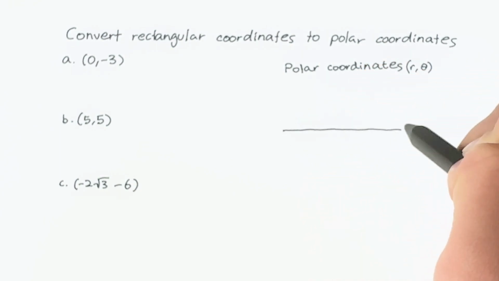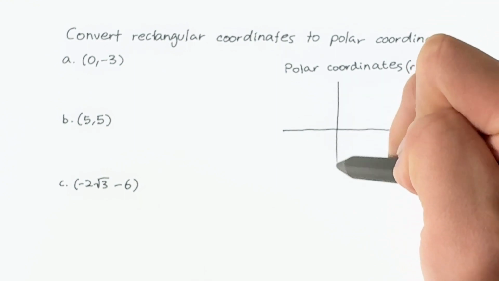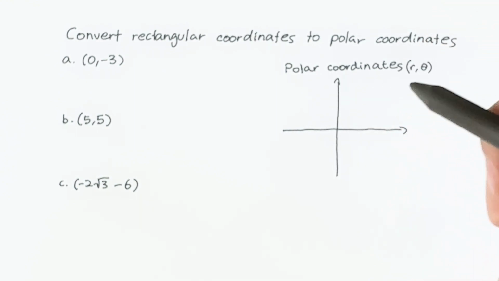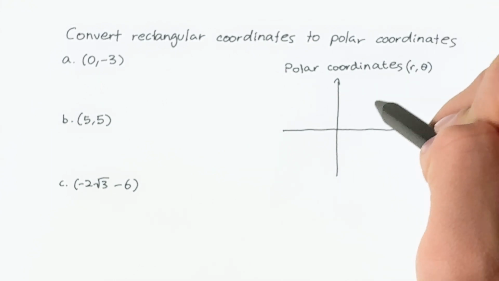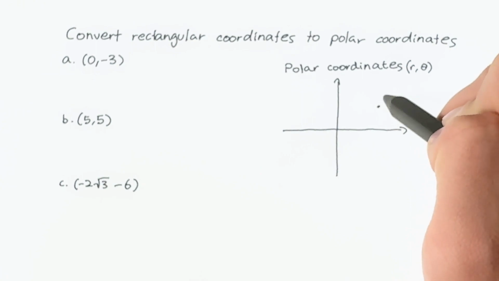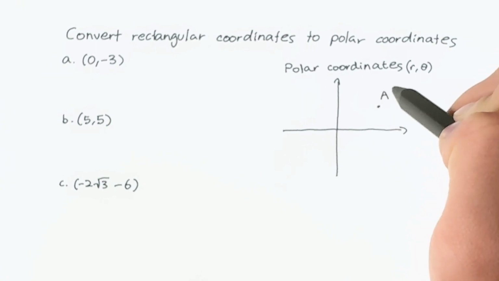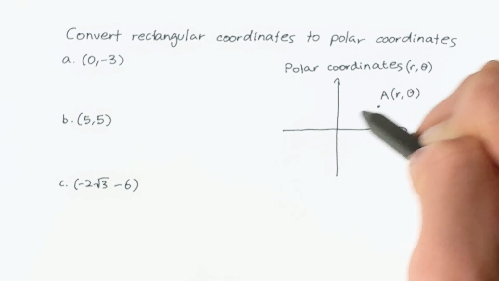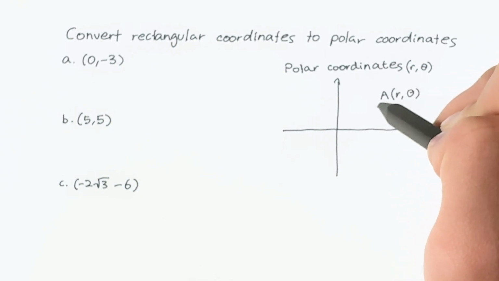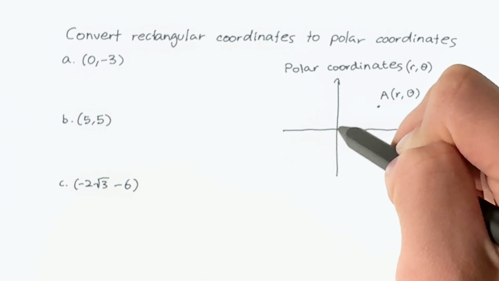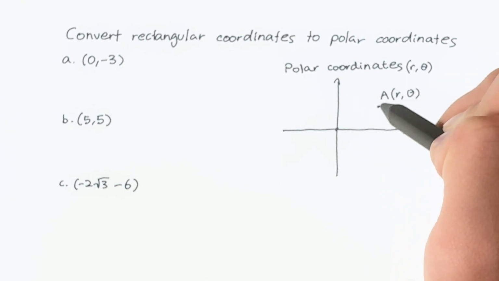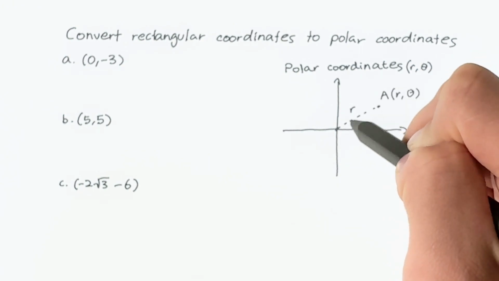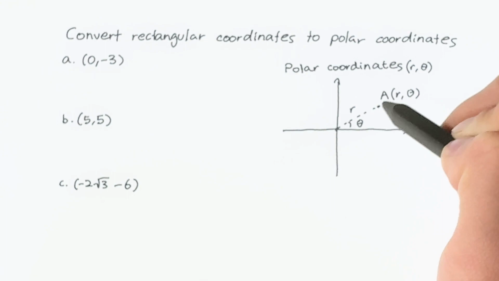So if we draw a coordinate plane, then for the radial coordinate r, we can take an example point A. And we can call the coordinates of A (r, θ). So the distance from this point A to the origin is known as r. And then this angle is θ.